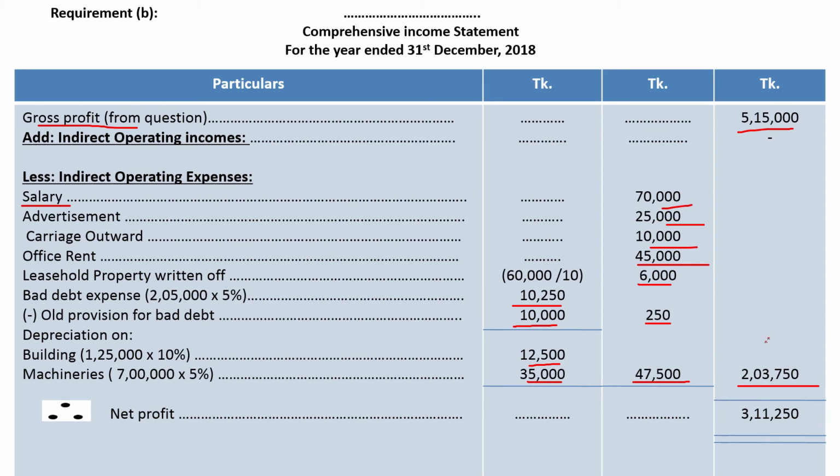Now 5,15,000 minus 2,03,750 taka. So net profit 3,11,250 taka. Okay, dear students.